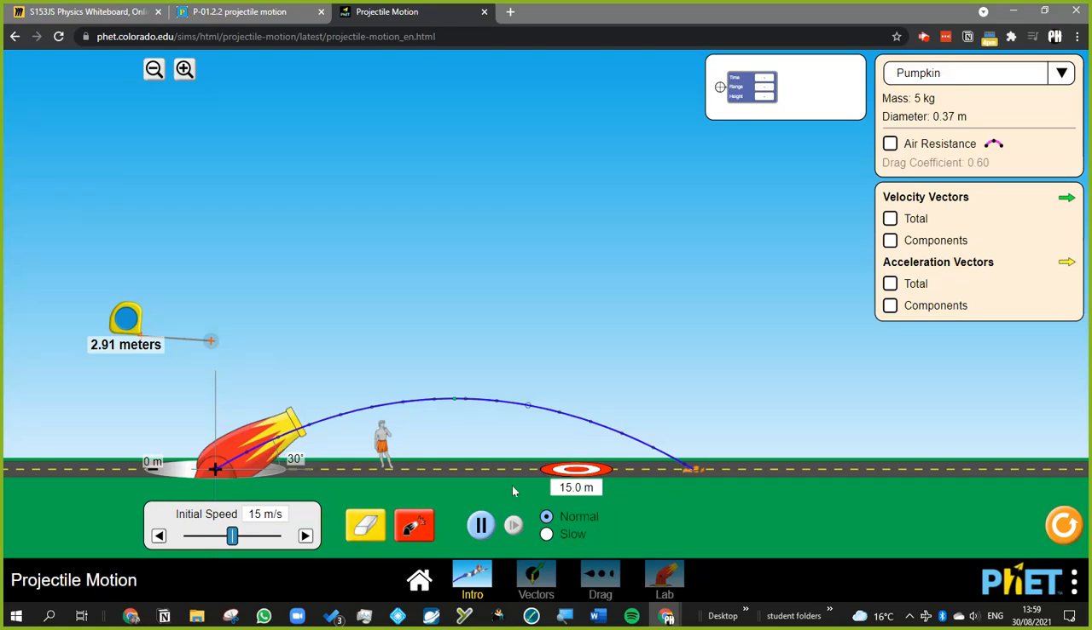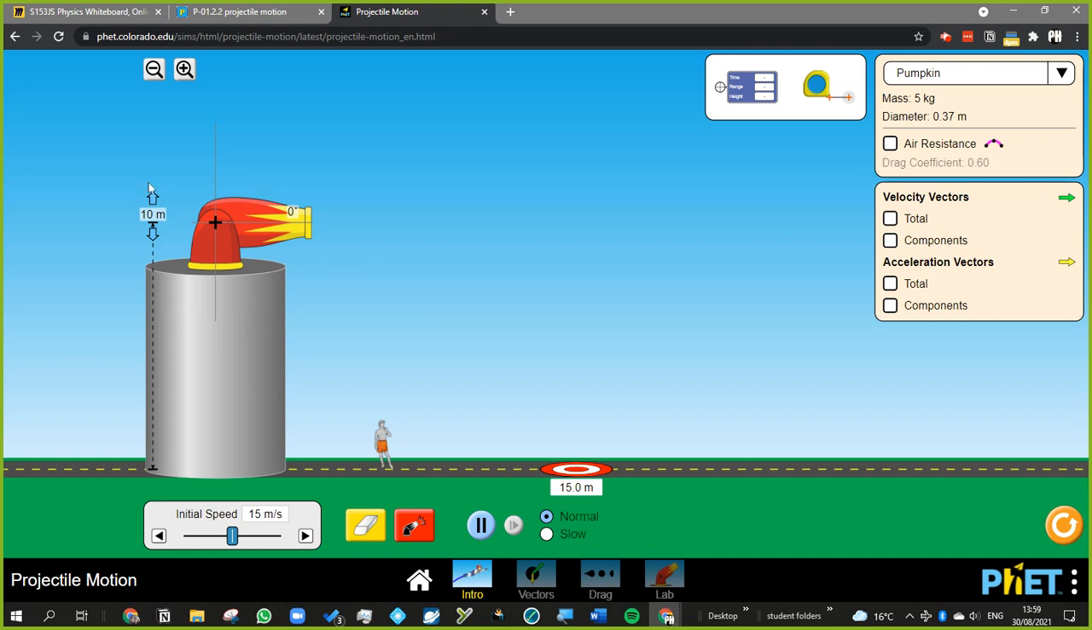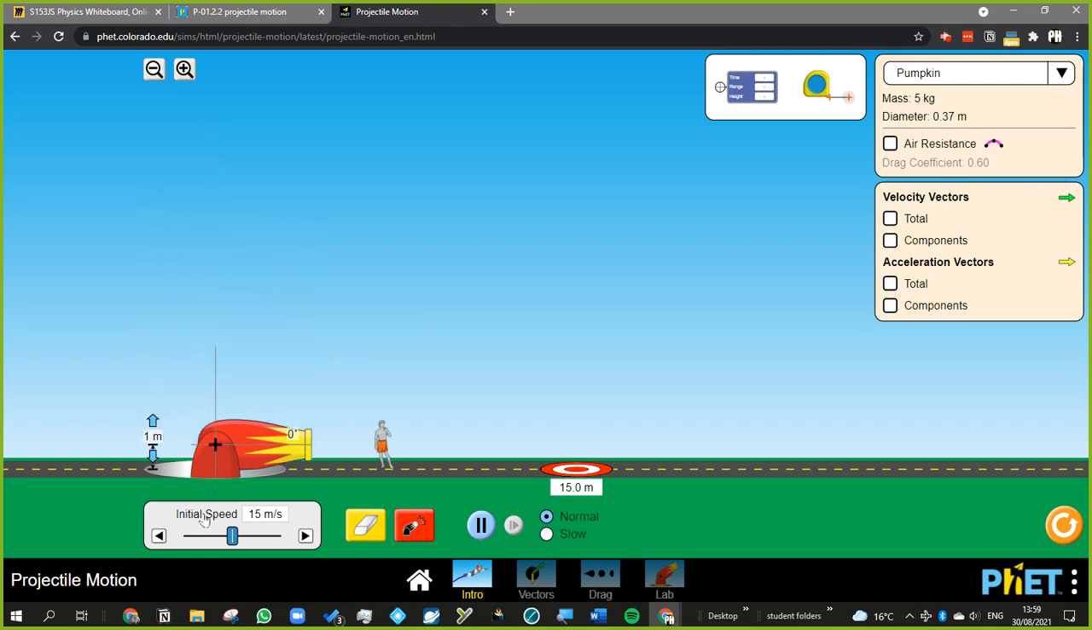So, projectile motion. We're going to start off with it at zero height above the ground because it simplifies the situation, and what we want to do is give it an initial speed of 15 meters per second at an angle of 30 degrees, and we press fire. It does something like that.